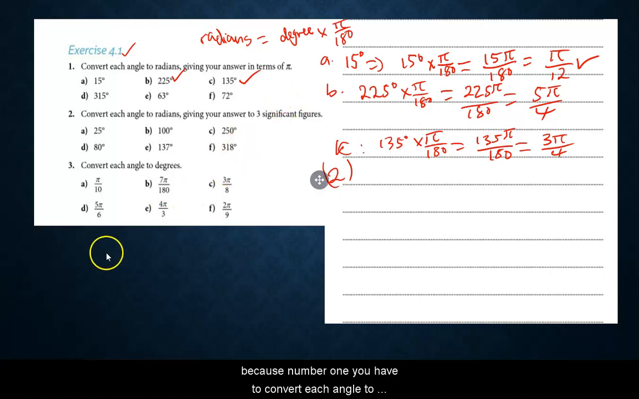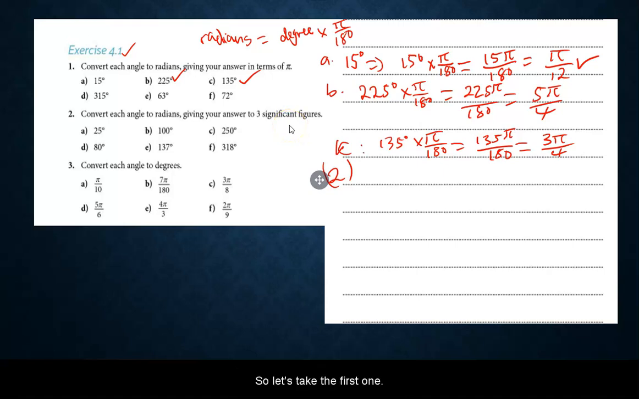So number 2 is just like number 1, because in number 1 you have to convert each angle to radians, and in number 2 convert each angle to radians. The difference is that in question 1 we converted to radians, leaving our answers in terms of pi. But in question 2 we are supposed to give our answers to 3 significant figures. This means that we need to give the answers in terms of decimals.